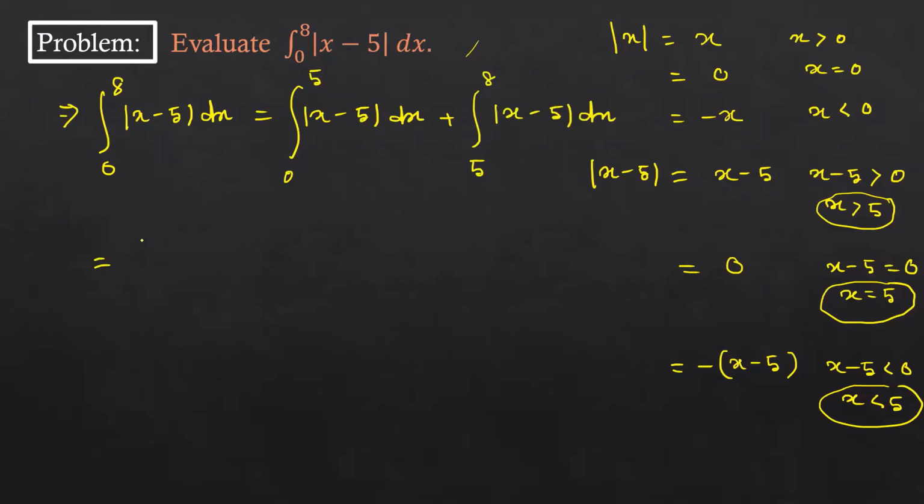Now tell me, what is the rule for 0 to 5? What do we take for 0 to 5? Negative, so minus of x minus 5. So minus of x minus 5 into dx. And then you will take the plus term again. You will take 5 to 8, and what is the term? That is, greater than 5.